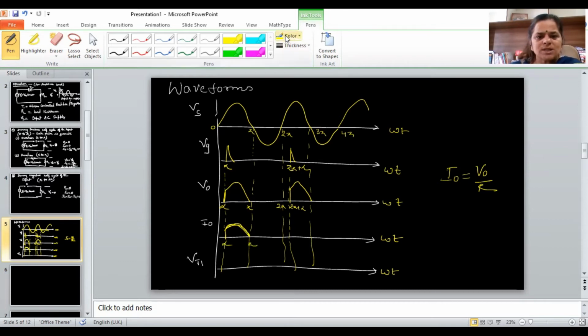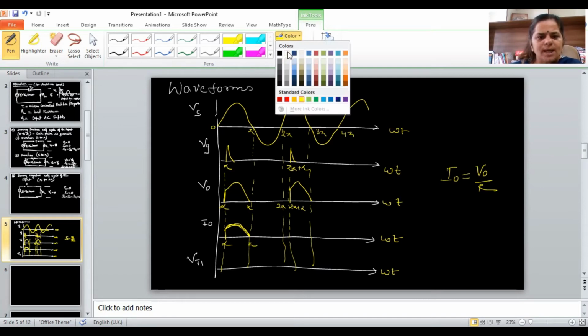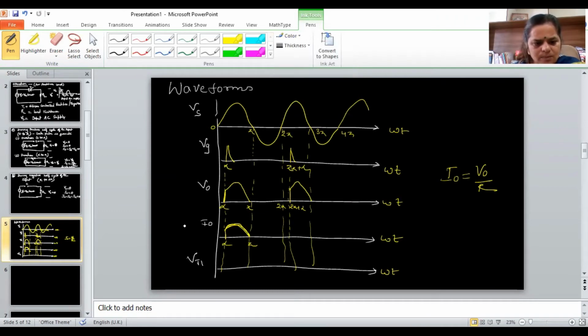The similar waveform will be for IS also. This is IS also, and this is IT1 also. The same waveforms will be for load current, supply current, or current through SCR1.